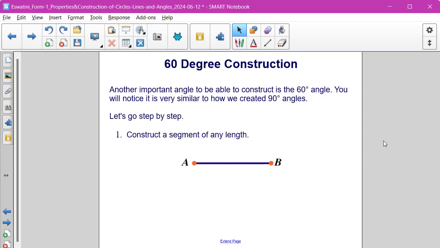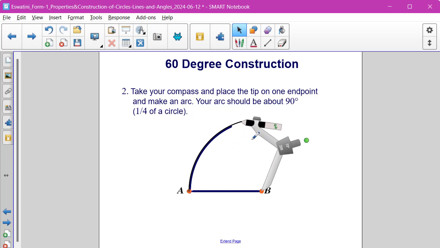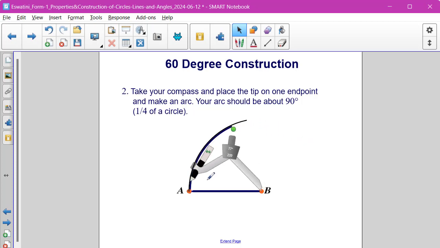You will notice it is very similar to how we created 90-degree angles. Let's go through it step by step. First, construct a line segment that has any length and label the endpoints. We chose A and B. The next step is to take your compass and place the tip on one endpoint and make an arc. Your arc should be about 90 degrees worth, or a quarter of a circle in length.